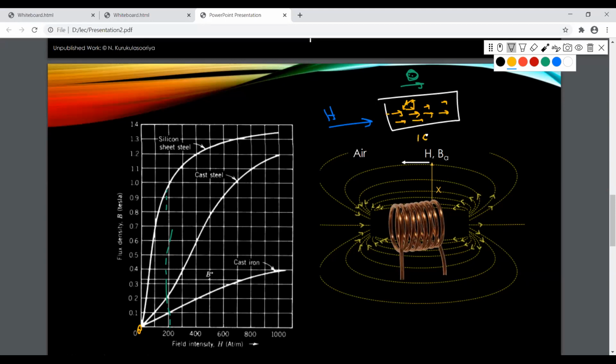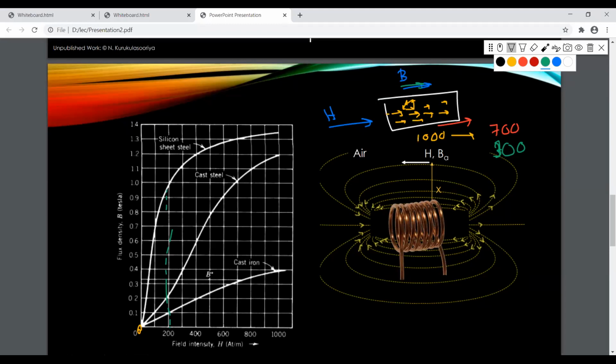Let's say there are 1,000 domains. At a point like this, let's say 700 domains are going to arrange in the direction of the field, and the other 300 are going to be randomly arranged as it was before, right? But still, this would give rise to a net magnetic field, magnetic flux within the sheet. So there would be a B value, right?